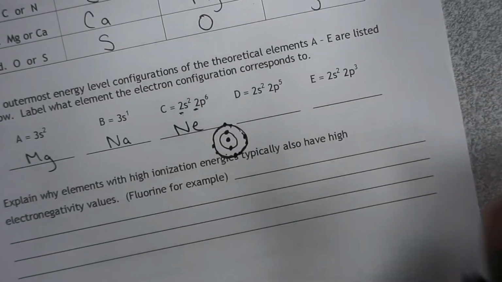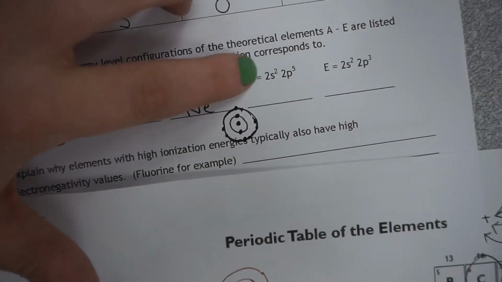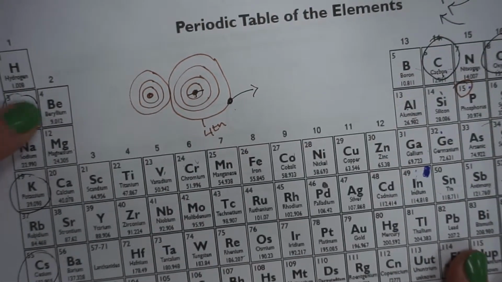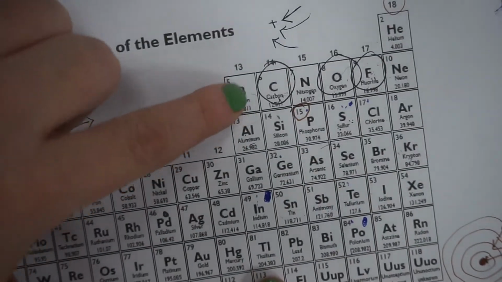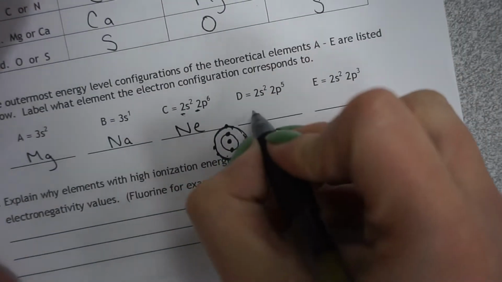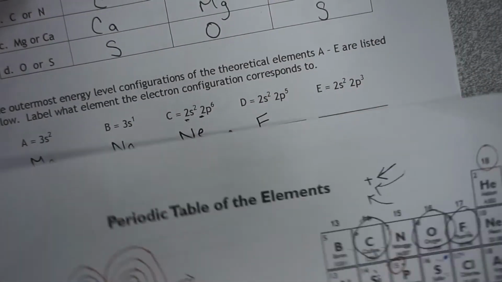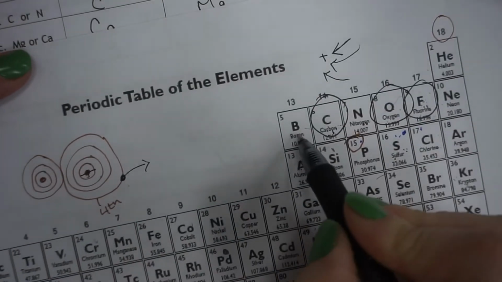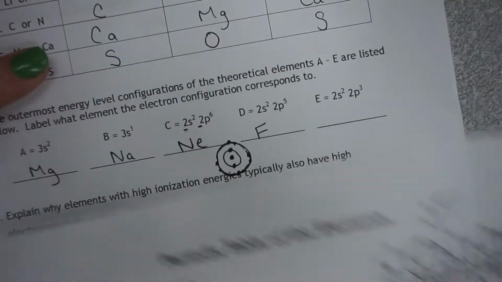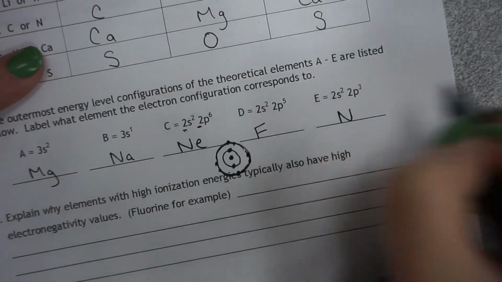That's a really weird question. Anyways, 2s2 and 2p5. So look at 2s2 and then 2p 1, 2, 3, 4, 5. That's fluorine, F. And then 2s2, 2p3, it's nitrogen. Done.